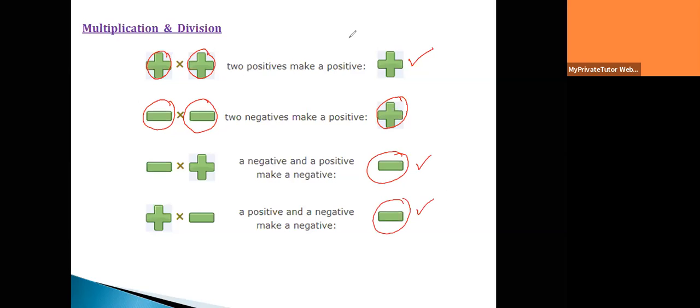Okay, let's try some questions. Multiplication. 4 times 9. We don't have any signs here. Both are positive numbers, so straightforward. 4 nines are how much? Which is 36, which is nothing but a plus 36.